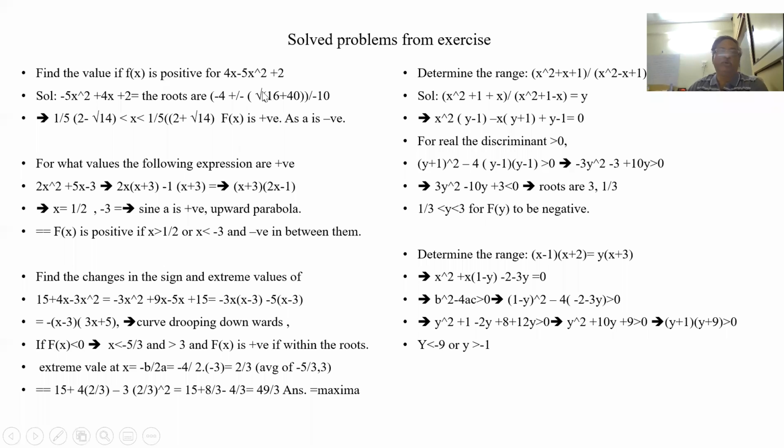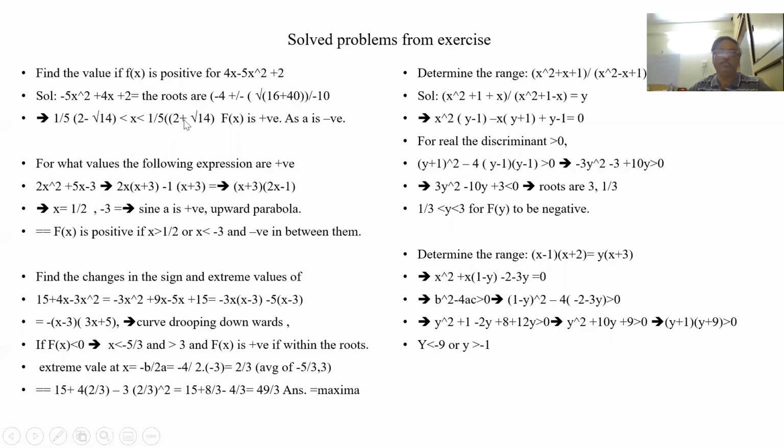Let us see some more problems. Find the value of x if f(x) is positive. Minus 5x square plus 4x plus 2. We have x equals minus b plus or minus root of b square plus 4ac by 2a. We get two roots. Since the coefficient of x square is negative, this is a drooping down curve. That means between the roots it is positive. So I have to write one root less than x less than the second root.